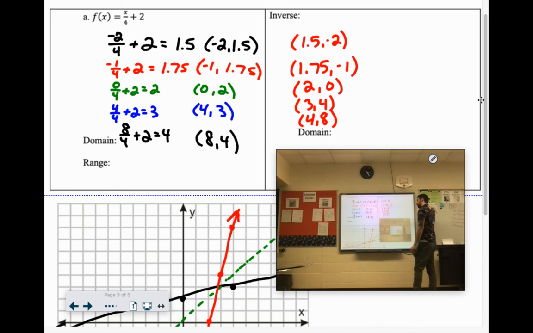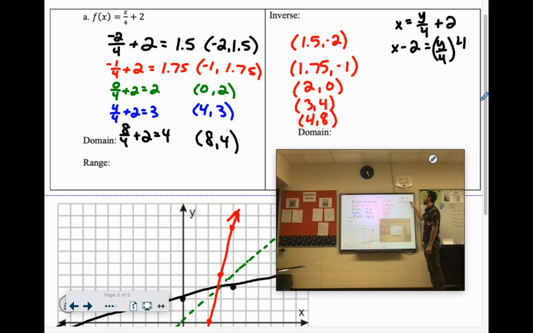If we were to come up with the equation, remember we flip the x and the y. X equals y over 4 plus 2, and then we solve it. So we would subtract the 2, and then we would multiply by 4, giving you 4x minus 8 equals y, but then we change it to f inverse of x.